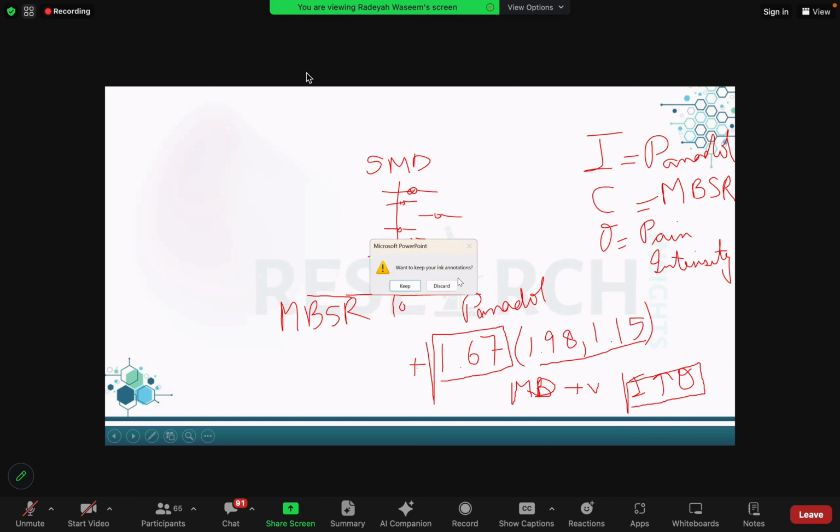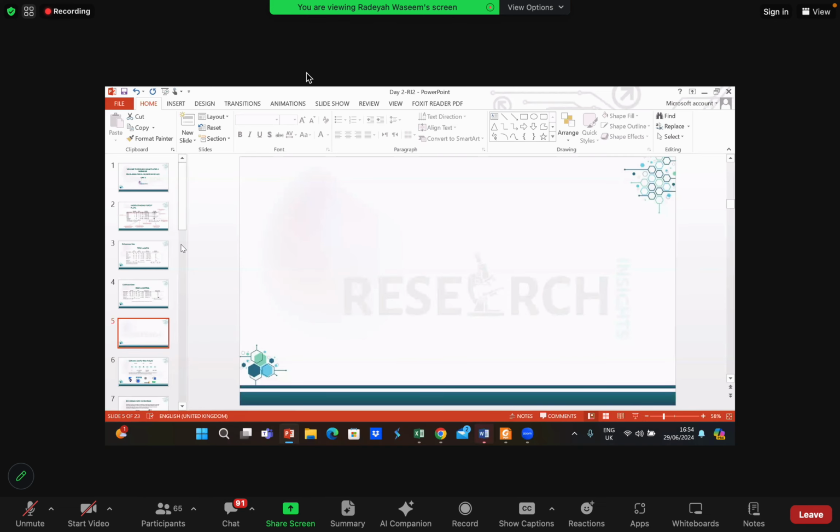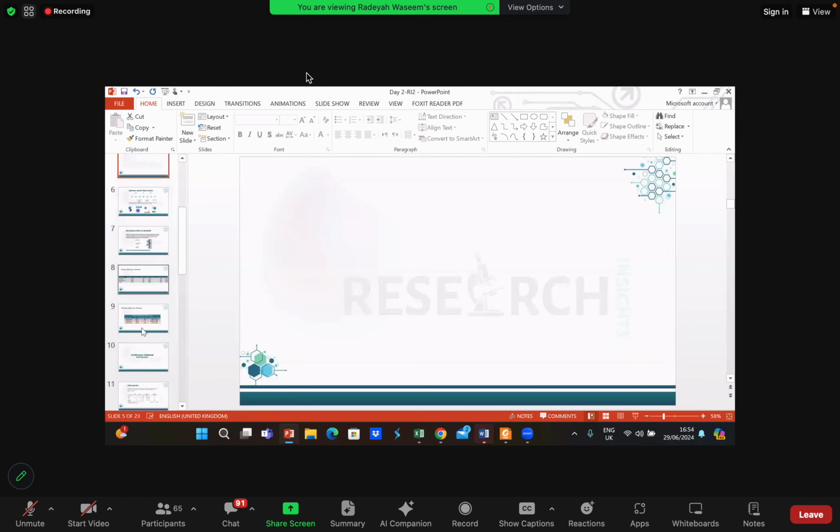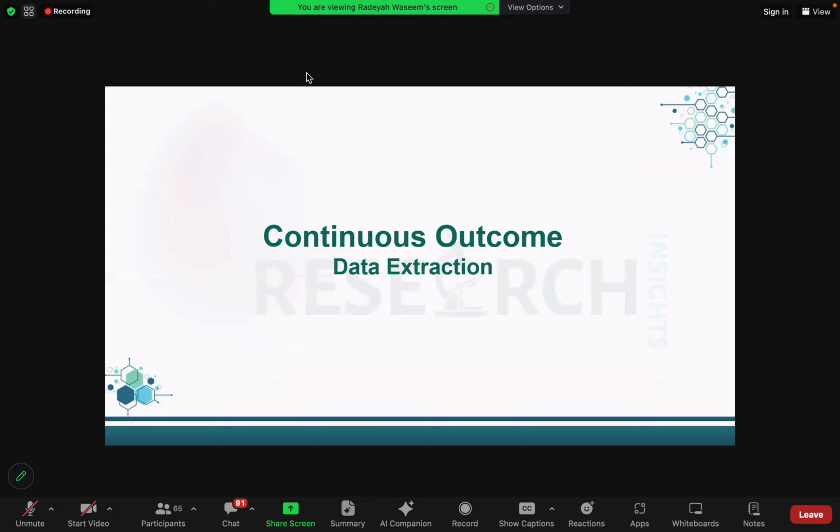So let's proceed to the most important thing that is next. Now basically we have continuous outcome data extraction. Before we start with continuous outcome data extraction, I'll give you guys a 5 minute break. We'll start at 5 again because I want to continue the data extraction in one go. So it might take an hour again.